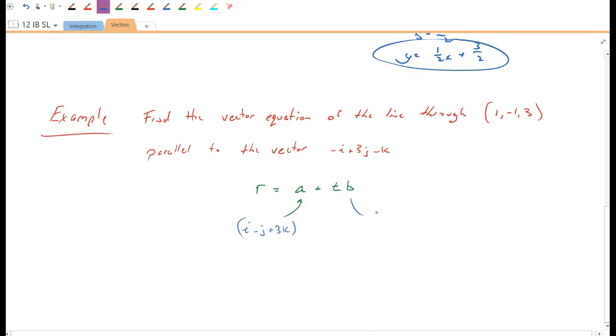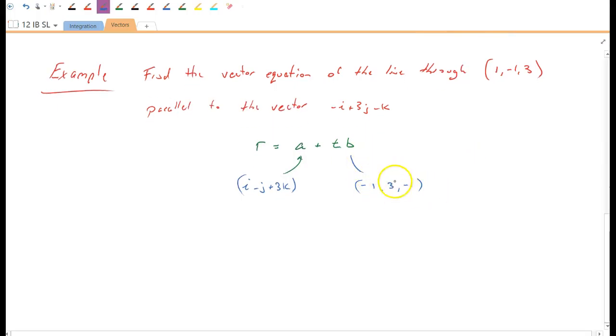Now what's my direction vector? Well, it's parallel to this one, so it's going to be minus 1, 3, minus 1. That's my direction vector.